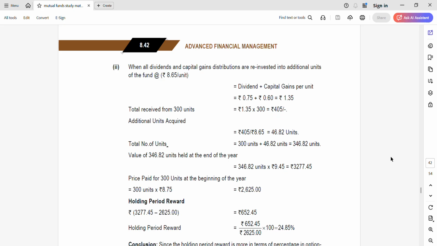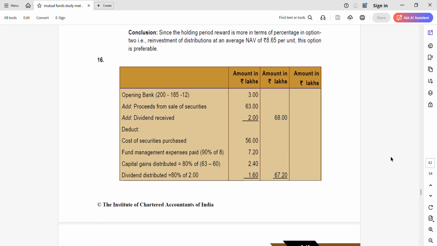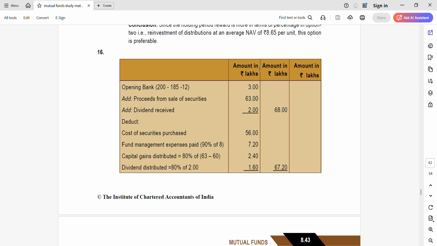One of the key first things you should keep in mind is you should present your answer in 3 columns. First is the base computation, then a subtotal, then the final total. That's how the flow should be. In this kind of question, the first thing you should do, as I told in the beginning, is compute the opening bank balance. So the inflow is 200 minus 185 minus 12. 185 is the purchases and 12 is also the expenses. So that will give you an opening bank balance of 3 lakhs.